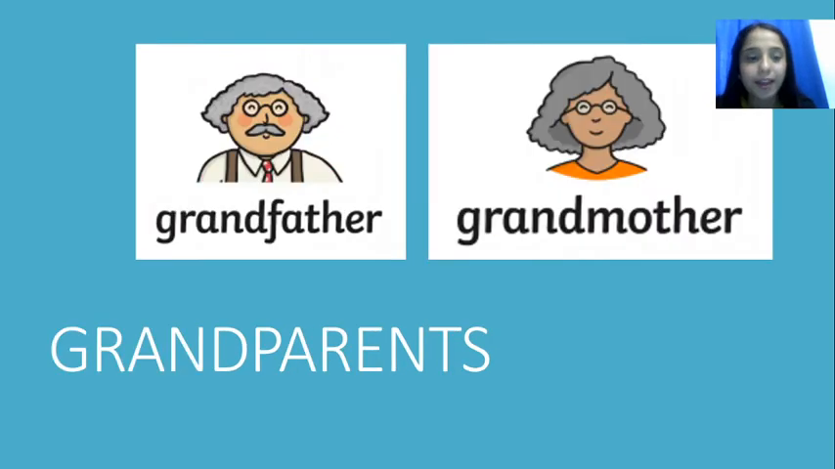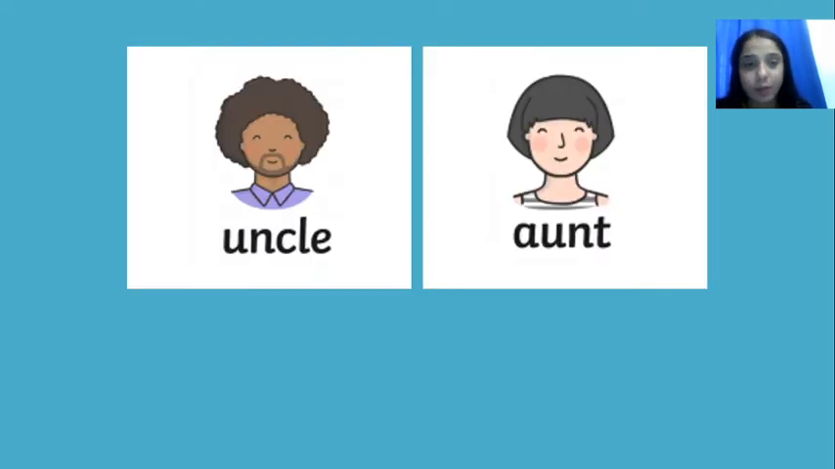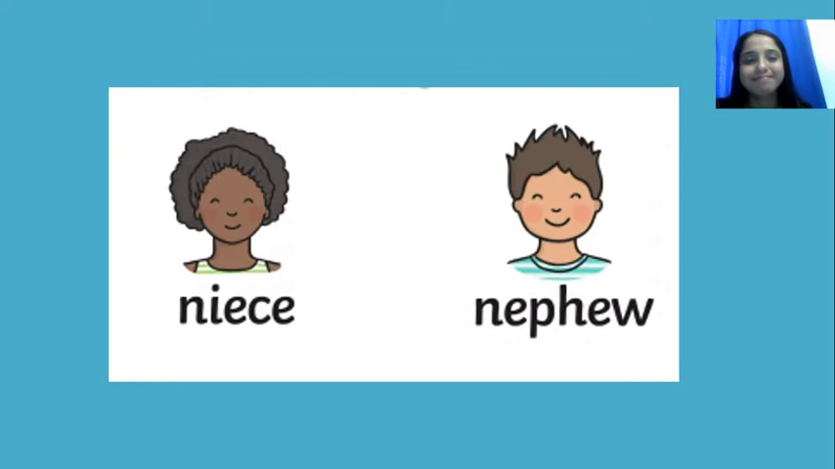Okay? We have the grandparents. They are composed by the grandfather and the grandmother. We have the grandchildren. They are composed by the granddaughter and the grandson. We have uncles and aunts. Uncle is the brother of my father or mother, and aunt is the sister of my mother or father.